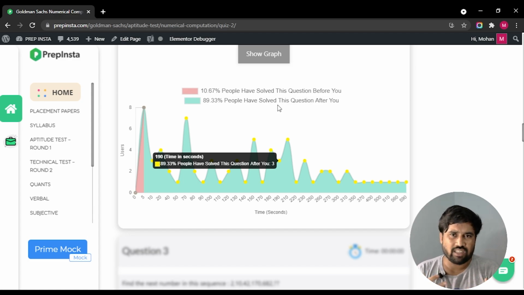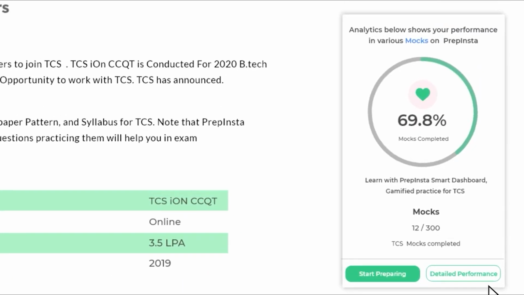So I can estimate myself: okay, I am good at this concept. So I can go forward with the next question and test myself to improve in other areas also. So this is how our analytics will help us. Our team will play a beautiful video on this analytics, on how to use them and manage them in your practice.